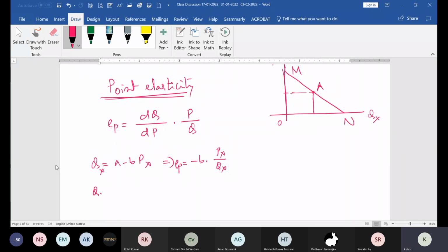If the equation is Qx equal to A Px to the power minus B, what will be the elasticity value using this one? You calculate and tell me quickly, within a minute or a few seconds, maybe 2-3 seconds. You should not take more.